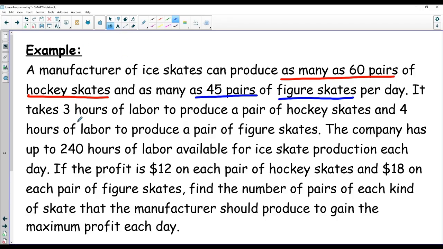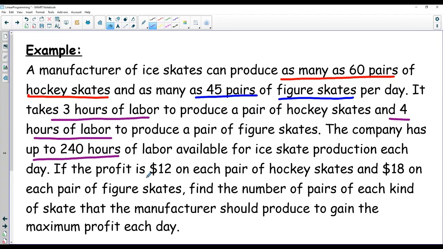The other thing that we know is about labor. We know about the hours it takes to make each of those. So we have information about hours of labor for hockey skates and hours of labor for figure skates. And we know that we have a total of 240 hours of labor available.